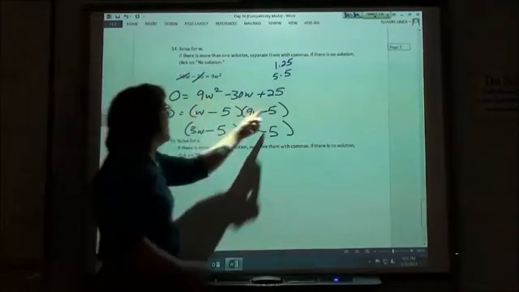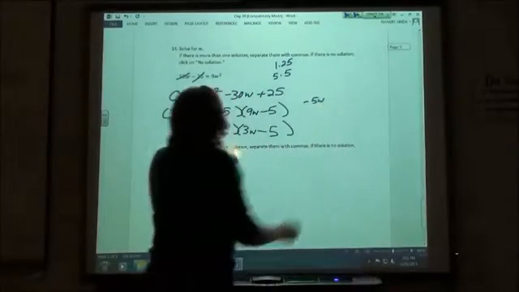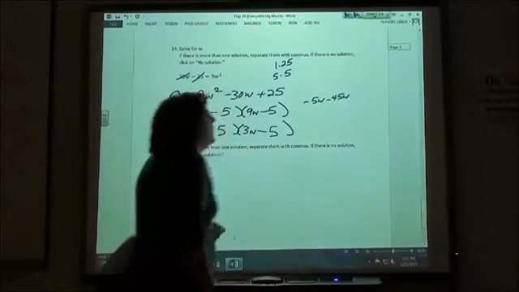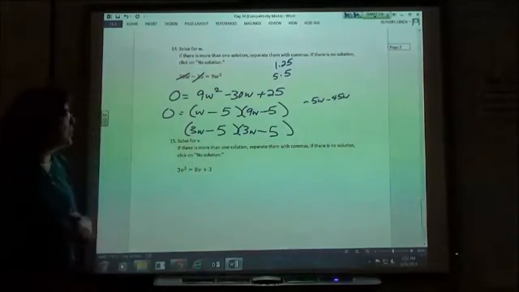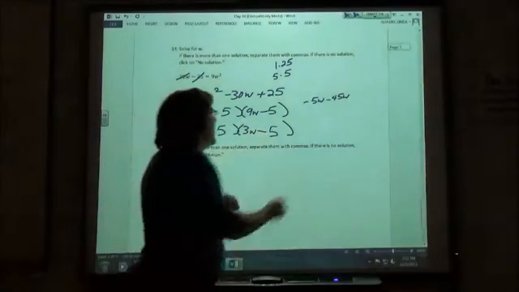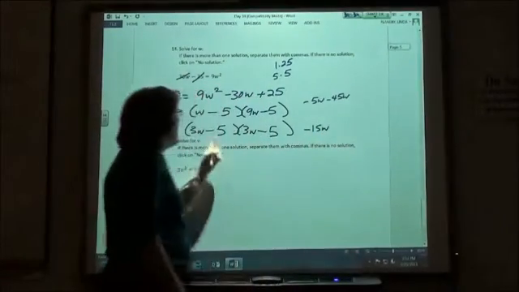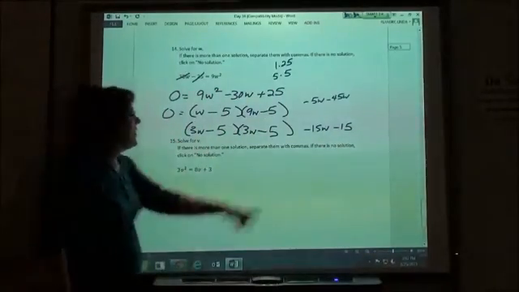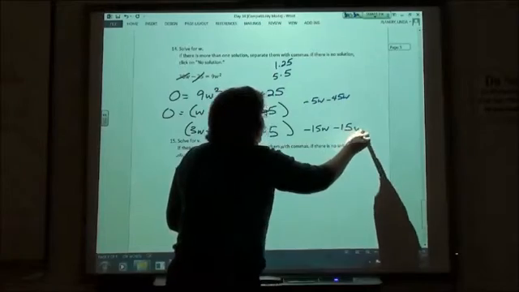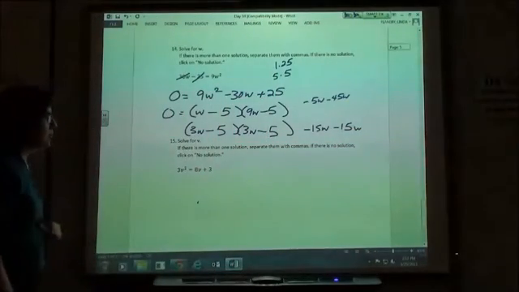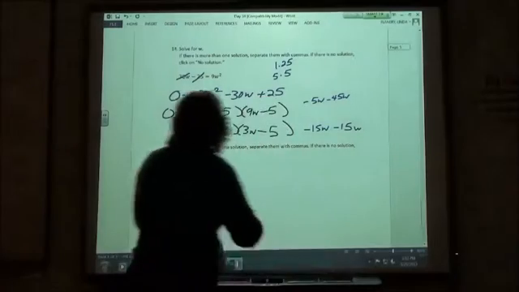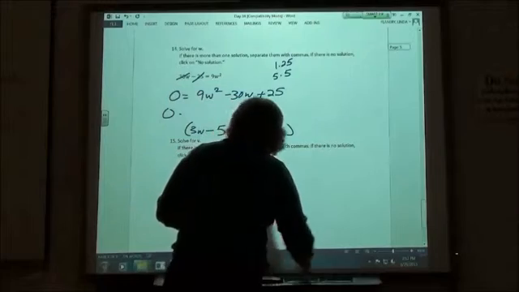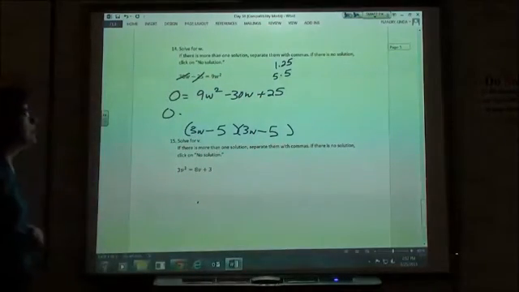So here my outside is negative 5w, my inside is negative 45w. Nope, that's not going to add up to 30. I'm going to check the other one. My outside is negative 15w. My inside is negative 15w. So that's the one I want, because negative 15 plus negative 15 adds up to the negative 30w in the middle. So, going to get rid of that one. It didn't work. This is the one I want, the 3w minus 5 times the 3w minus 5.